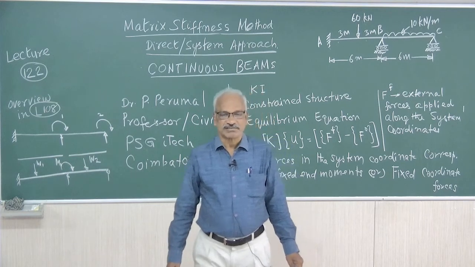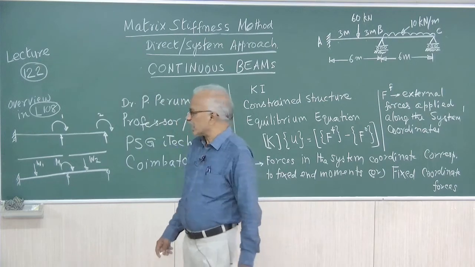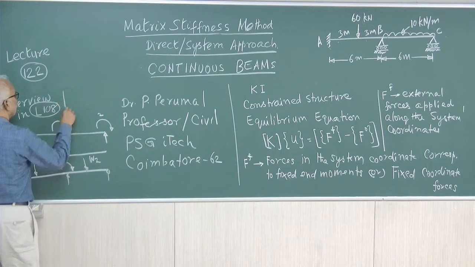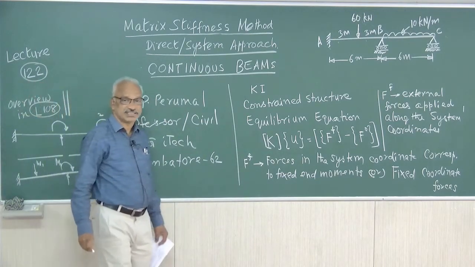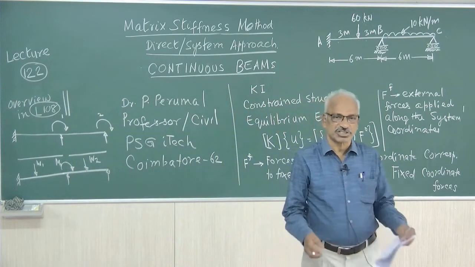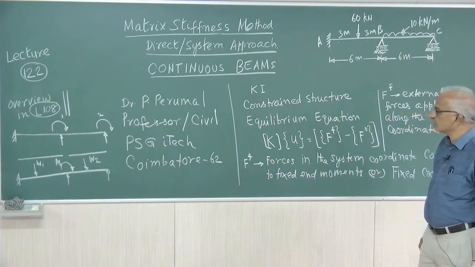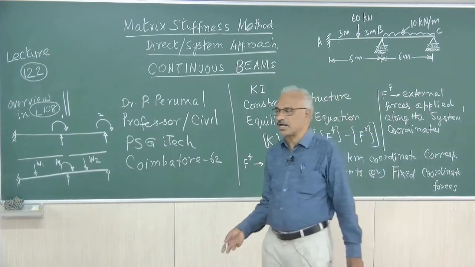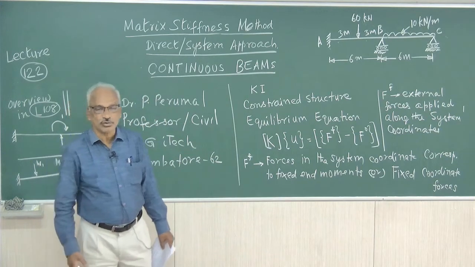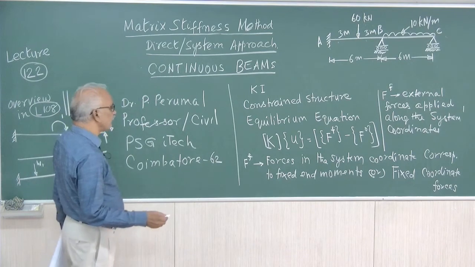So, in this lecture we will take the matrix stiffness method. Actually, we have already discussed the overview of the method in lecture number 108, where we gave the general procedure and basics. Now we will take up the analysis of continuous beams. We have discussed the procedure; we will combine both, discuss the procedure and do a numerical example. But before that, I will give you a very brief introduction.